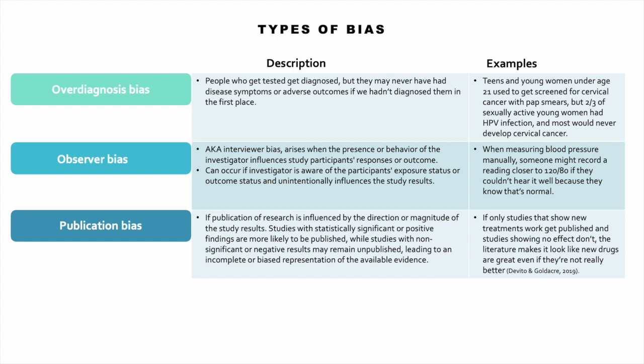Publication bias happens when studies that find a difference or something interesting get published, and studies that don't find a difference don't get published. This is a real problem, especially with cohort studies. One research study looking into publication bias found that 31% of cohort studies for antidepressant drugs that were registered with the FDA were never published.